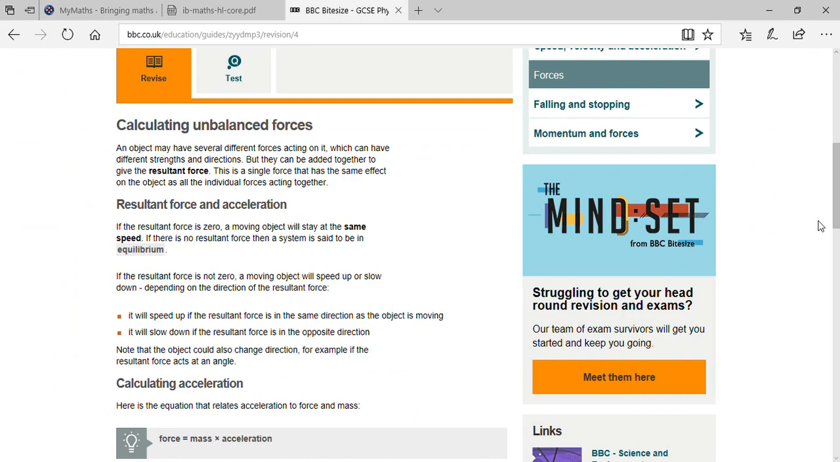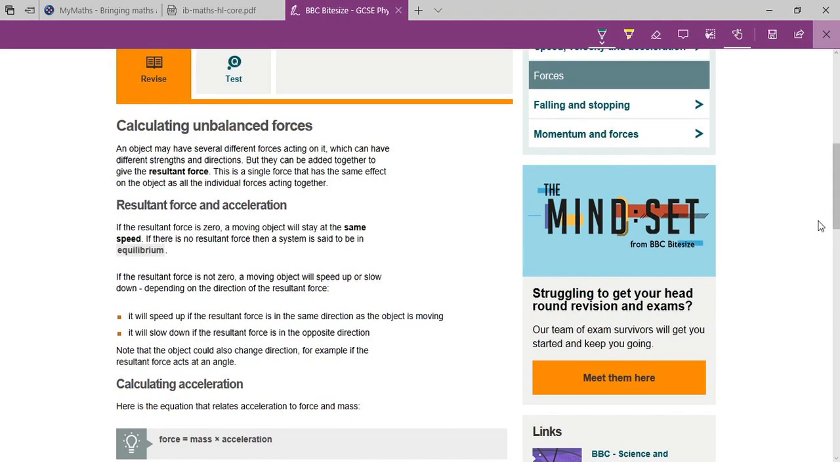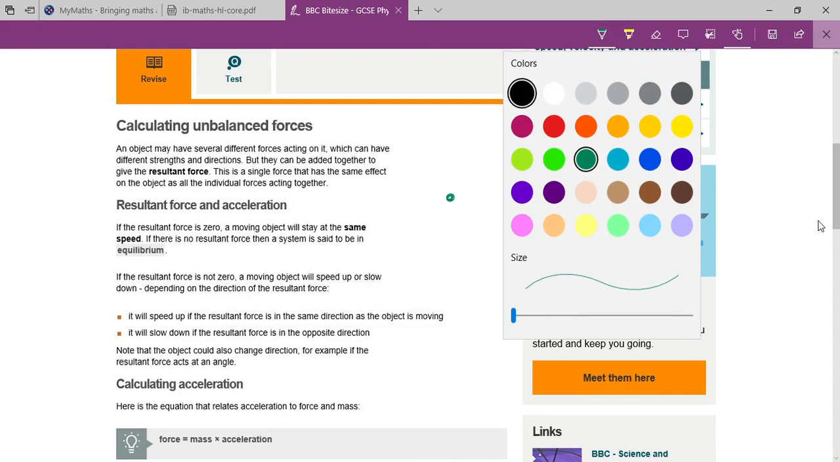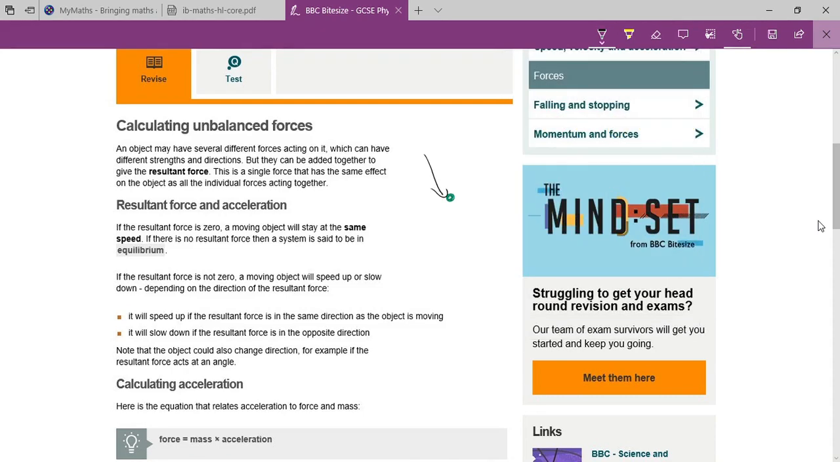So calculating unbalanced force, you can understand this one like this. Suppose there is a point, and on this point there are many forces acting on that object.